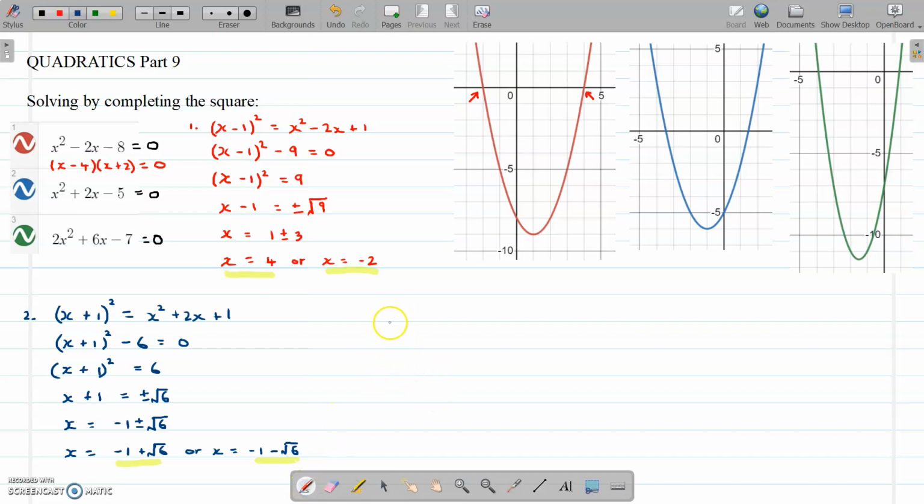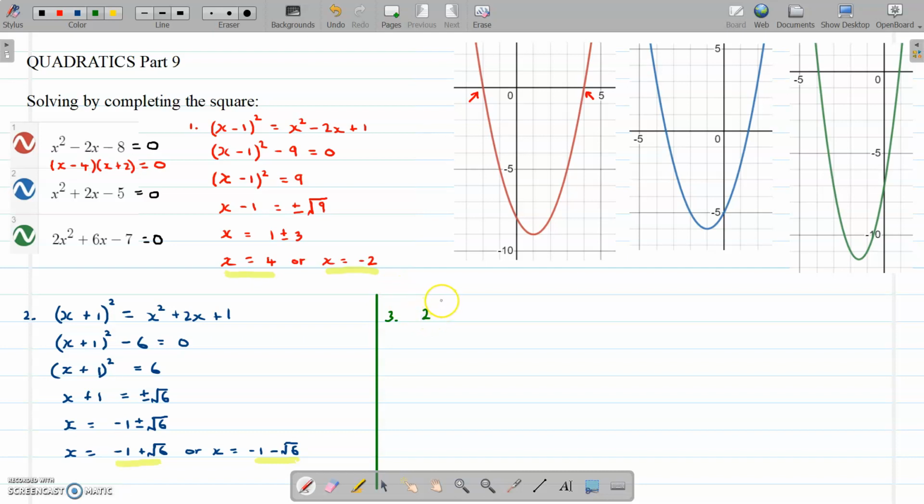Right, and number 3. Now this one is a little bit more tricky because you have the coefficient of 2 in front of x squared, but this is how it works. I'll just partition that off. We've got some space to work with, and this is what happens here. Okay, so we start with writing the whole equation out by taking out the factor of 2 from the front.